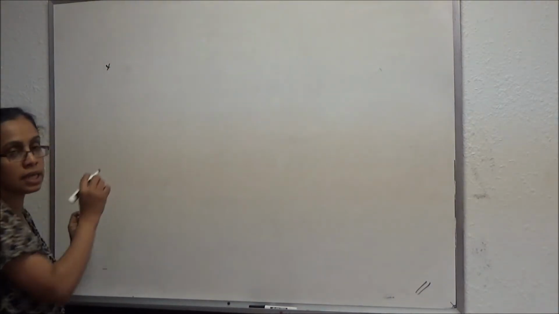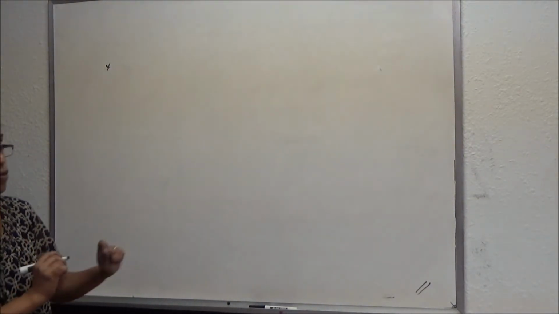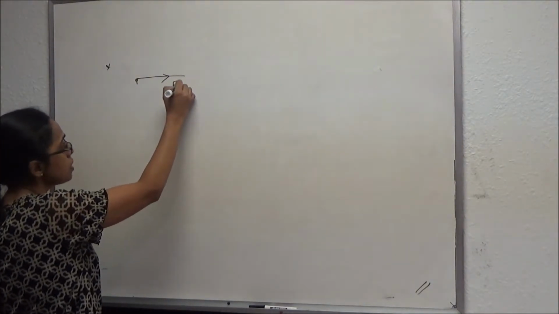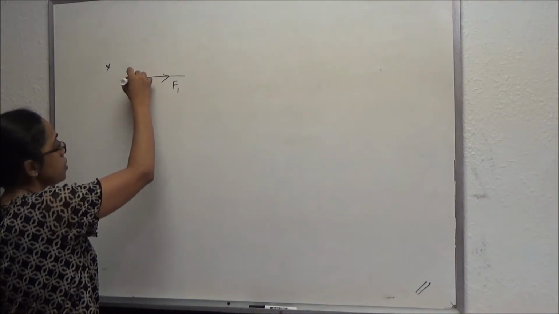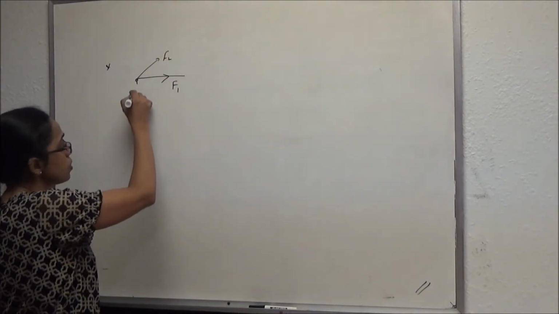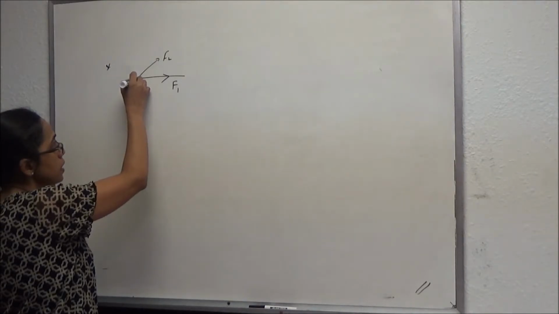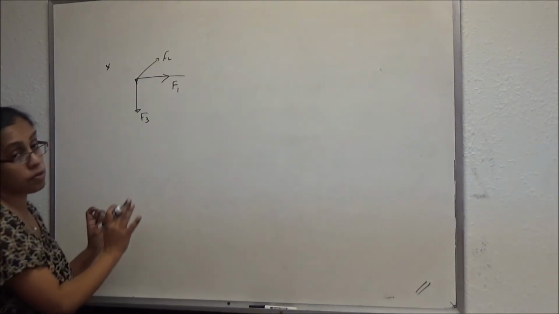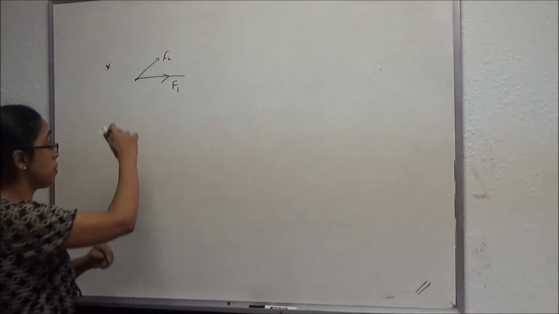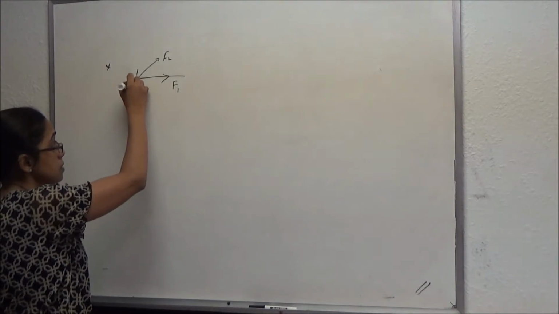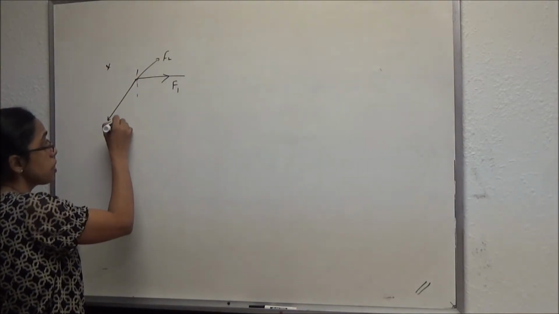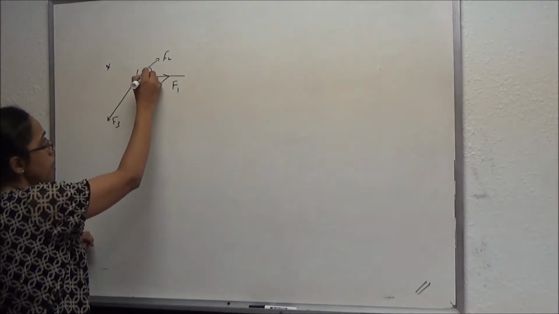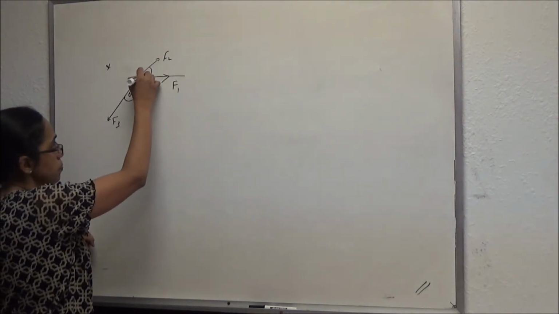Never mind. Let's take a little bit of time to do this because we did this before. Suppose you have F1 and you have F2 and you have F3 like this. This is of course not linear, so I'll take it as something like this, F3. And if this angle is theta 1 and this angle is theta 2, okay?